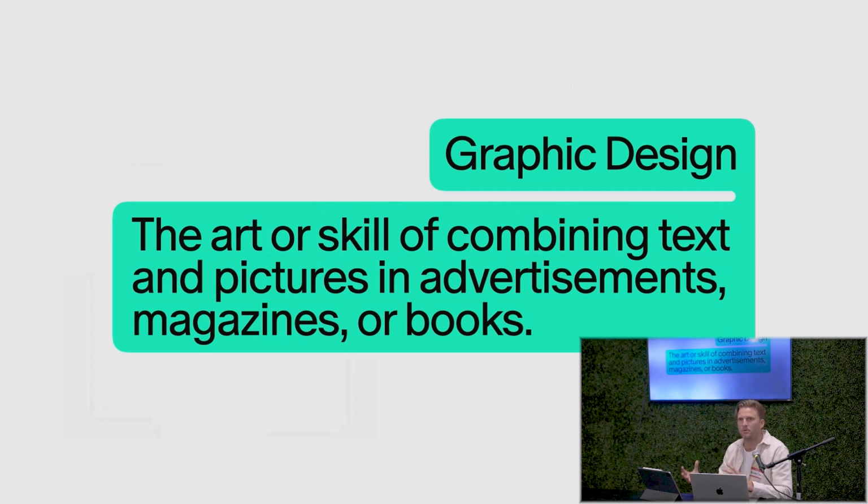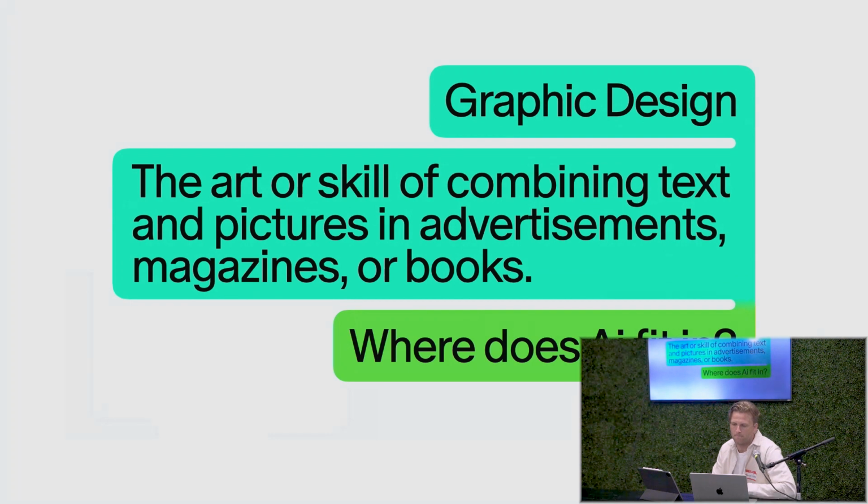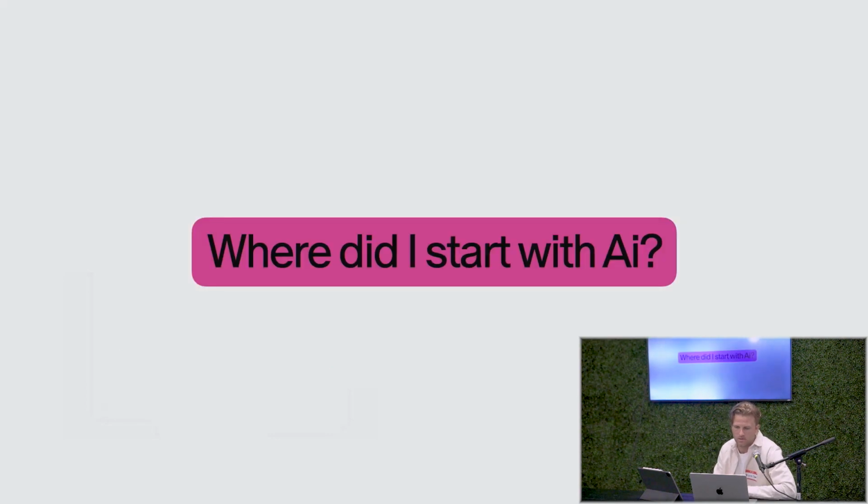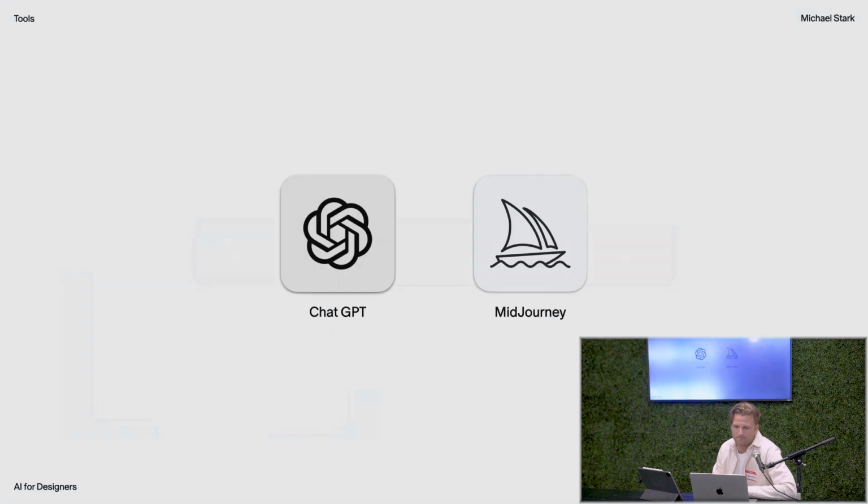And that combination between art and the text component, I think, is something that we saw earlier today too. How can it do that? Can it do both those things together? So that's what I've been thinking a lot about as I've been playing around with these tools. So where did I start?